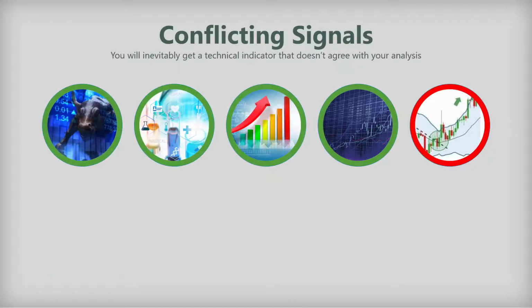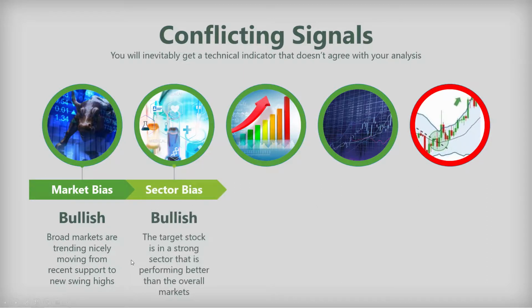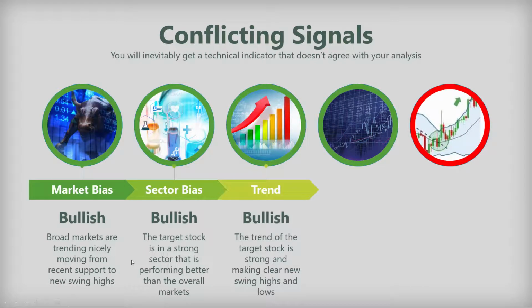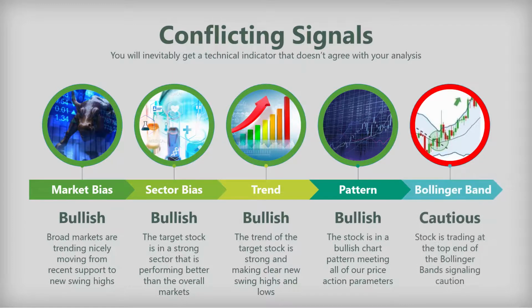And then I kind of mentioned this one earlier, conflicting signals. Imagine your market bias is bullish. You find a sector that's bullish. You find a trend on a stock that's bullish. You find a pattern that you just love and is great. And then your indicator says, oh, don't buy it.